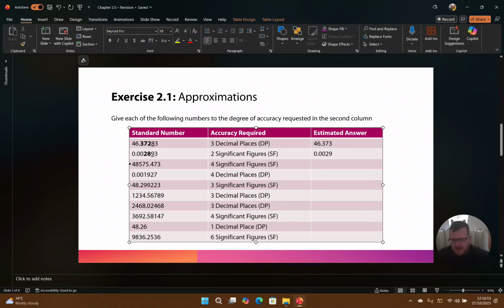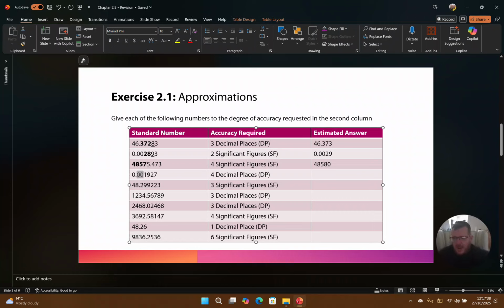4 significant figures. So these 4. And we have 4,857, and then we'll put a 0 there. But because that 5 is equal to 5, that 7 goes up to 8.